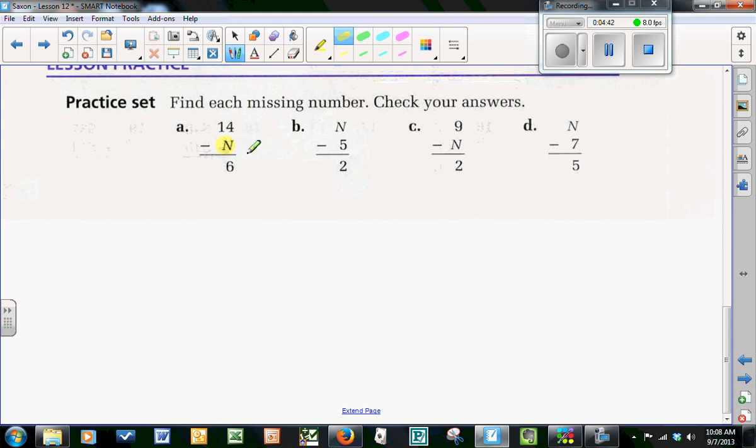14 minus n equals 6. N minus 5 equals 2. 9 minus n equals 2. And n minus 7 equals 5. Why don't you try practicing finding the missing number in each of those subtraction problems using both the subtract down and the add up strategy.